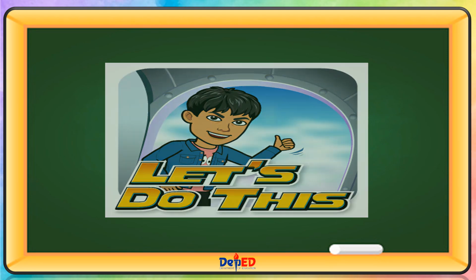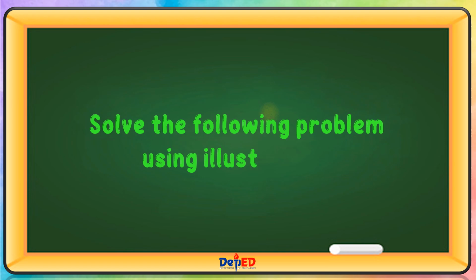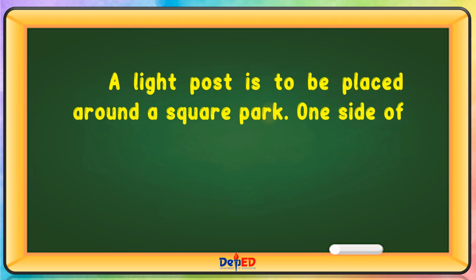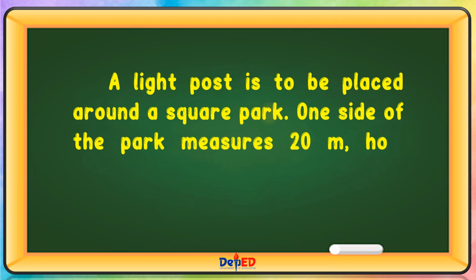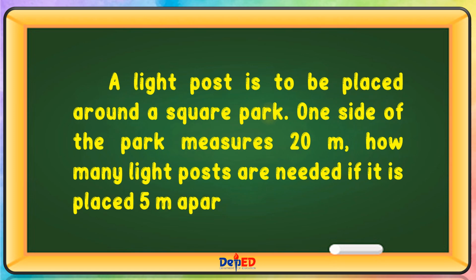Let's do this. Solve the following problem using illustration. A light post is to be placed around a square park. One side of the park measures 20 meters. How many light posts are needed if it is placed 5 meters apart?